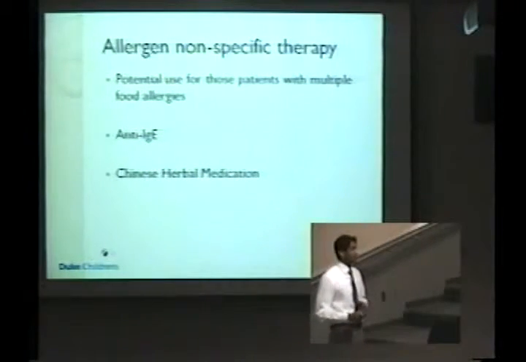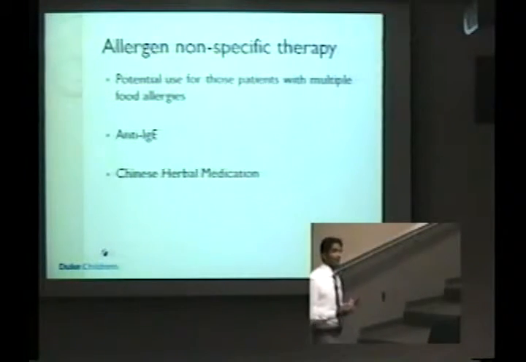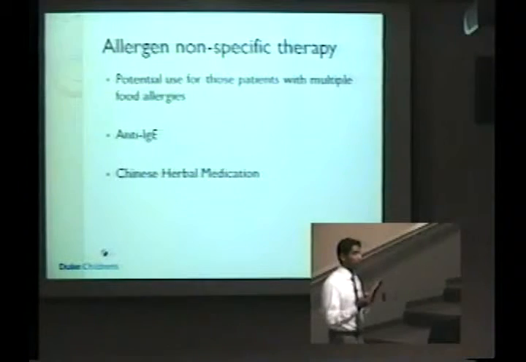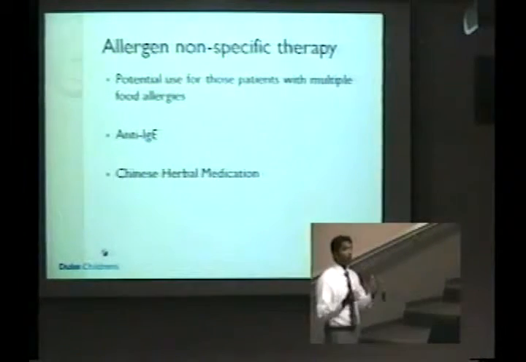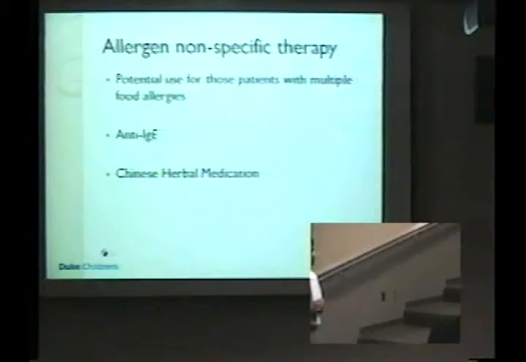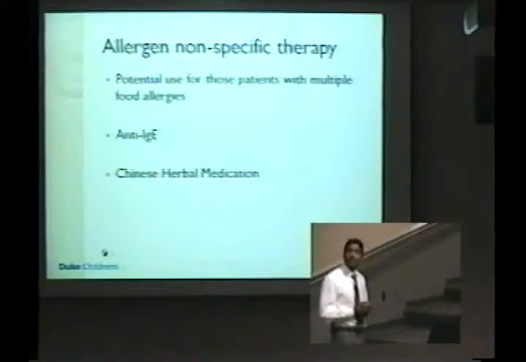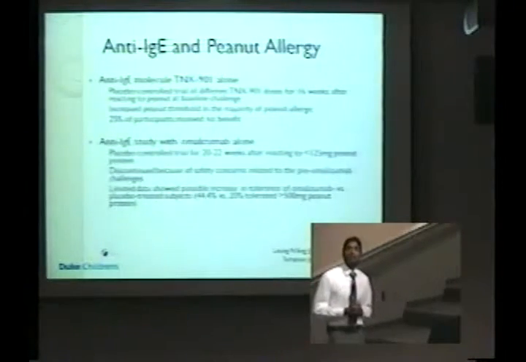So first, I want to talk about allergen non-specific therapy. There are many of you who have family members who have multiple food allergies. Wouldn't it be wonderful if there was one therapy that could help with all those food allergies at one time? That's where this comes into play. The two therapies I want to talk about are anti-IgE and Chinese herbal medication. First, the anti-IgE.